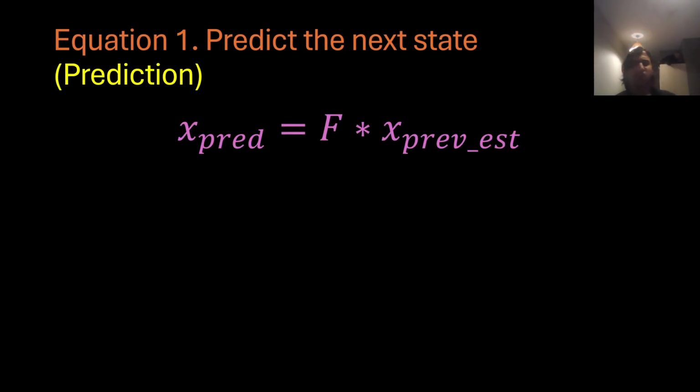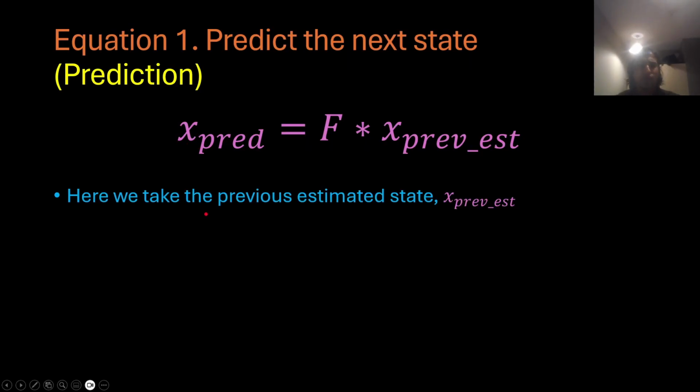So equation 1, predict the next state. This is part of prediction. It says x pred, or x predicted, equals F times x previous estimated. So first we take our previous estimated state, which is the last estimate from the Kalman filter. Remember, it cycles back, and that's the x previous estimate.